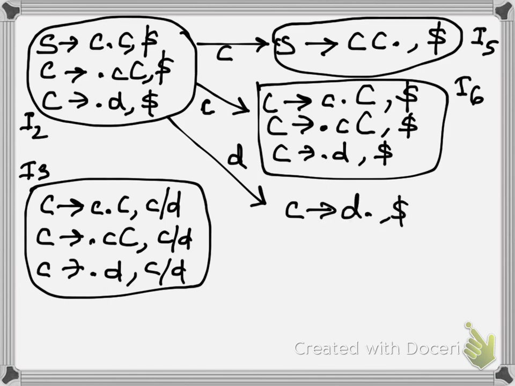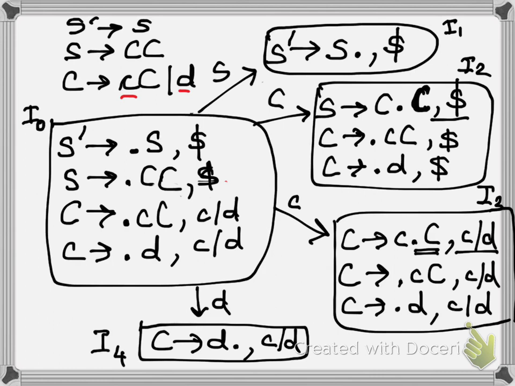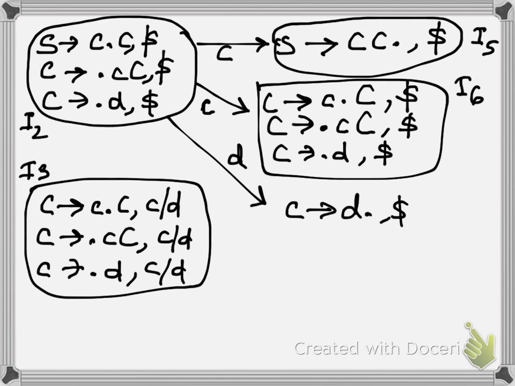Did we come across this before? No, we did not. But if you see, look at this item 4. This is also a final item which C derives D and dot. But the look ahead is CD. Here the look ahead is dollar. So this is a new item, 7. New set, I7.